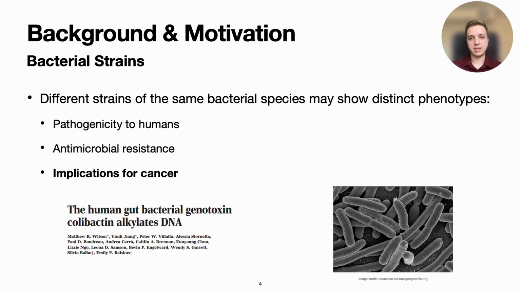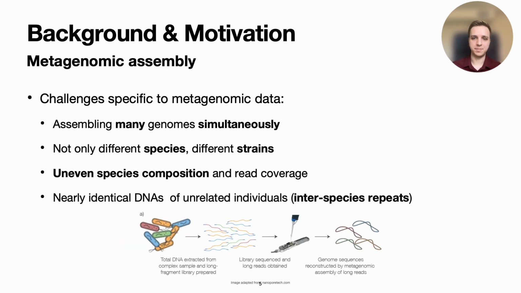In fact, there is another biological challenge, and that is not only detecting different bacterial species, but also detecting different strains is equally important. That is because different strains of the same bacterial species may show distinct phenotypes, such as different pathogenicity levels to humans, and different levels of antimicrobial resistance, and some strains of one species could even have some implications for cancer. So we have some very good reasons and motivations to study metagenomics data.